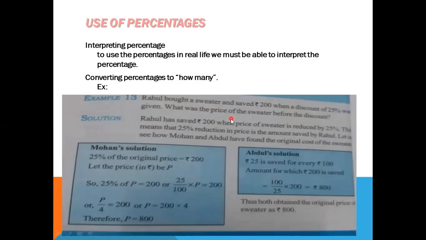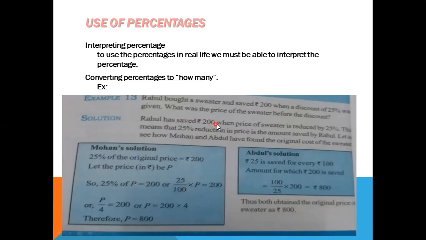See here, they have purchased one sweater. So that cost is 200 rupees and it has a discount also of 25%. So after 25% of discount, they got 200 rupees. And what was the price of the sweater before the discount? So here, if a 25% discount has been given, the sweater cost is 200. So without any discount, what is the cost of the sweater, you have to find. So now how will we find?